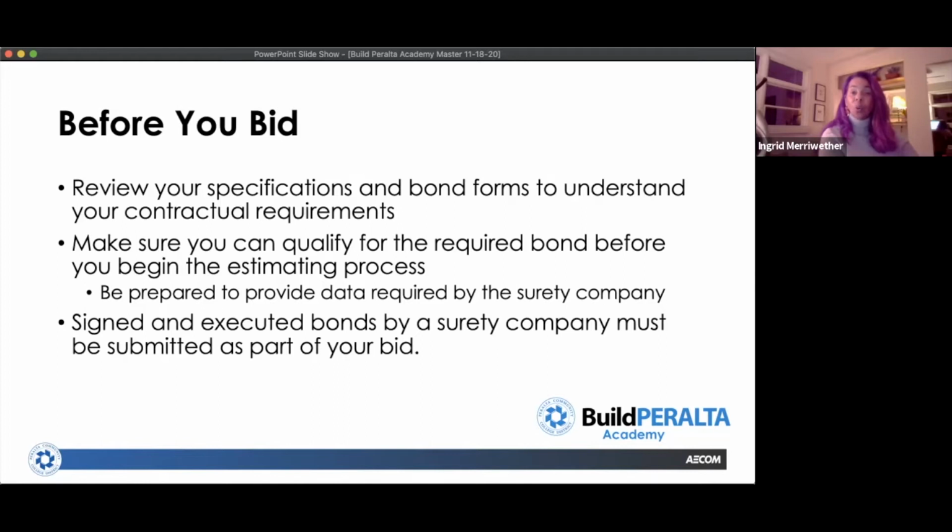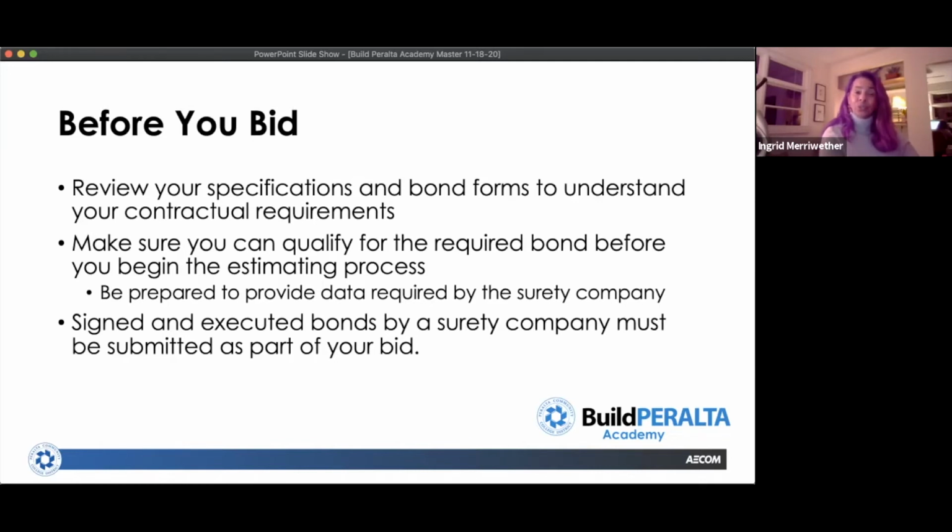Make sure you can qualify for the bond before you begin the estimating process. I can't tell you how many times we've gotten late night phone calls from contractors who have a bid they have to submit the next day and they call us up trying to get a bond. It doesn't work that way. You have to qualify for a bond. It's a process. A submission has to be put together and go to the bonding company, who has to review it. So it's not something that you want to wait and do at the last minute.